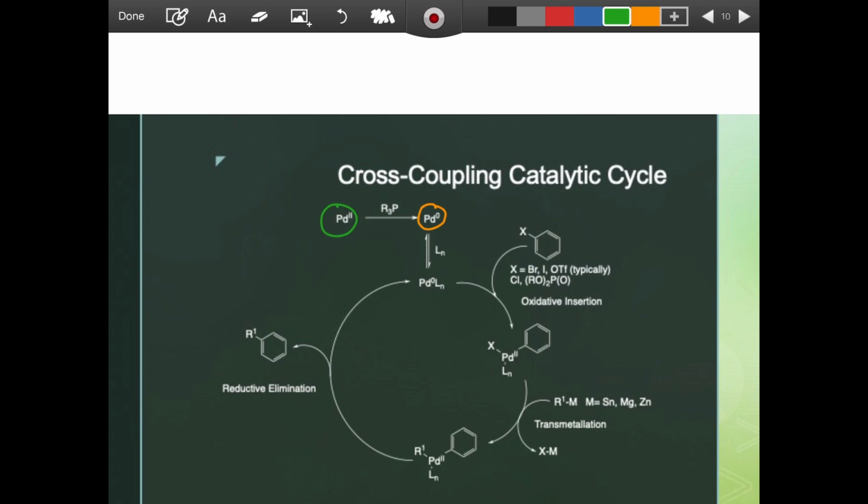Now, thankfully, the first step of a cross-coupling reaction is the same as the first step of a Heck reaction, where you have your palladium doing oxidative insertion and sticking itself into the carbon-halogen bond and going from palladium 0 to palladium 2. So that is the same first step for both.